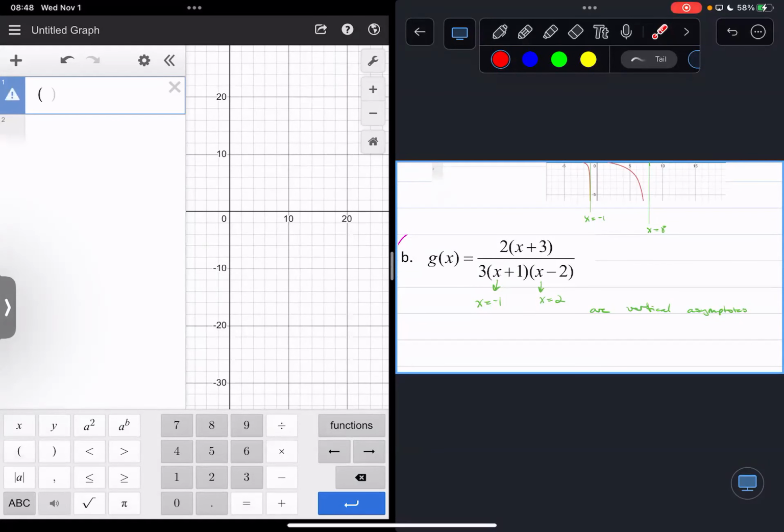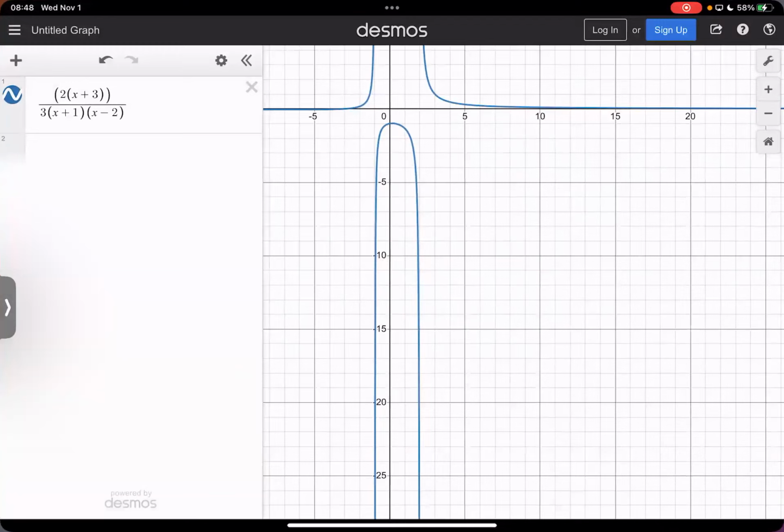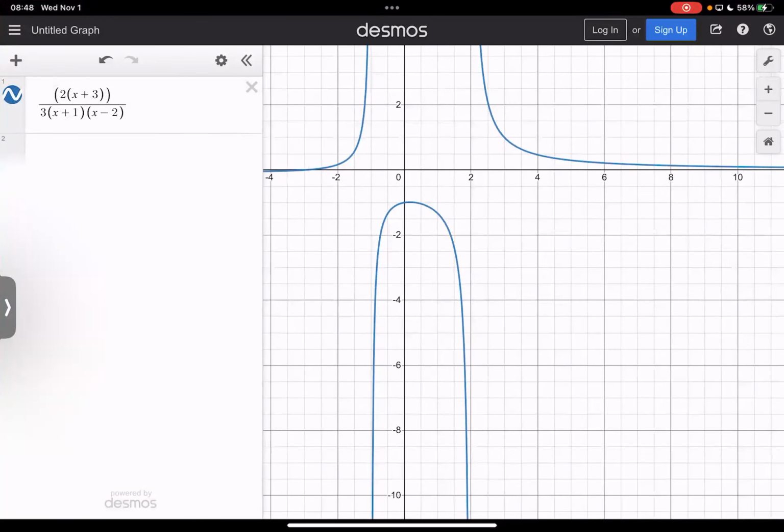Same thing, I use brackets to keep my numerators all up top. X plus 3, and then I can divide by 3 times X plus 1, bracket, bracket, X minus 2, bracket. Ta-da! Now we've got this kind of strange behavior, but that's okay.